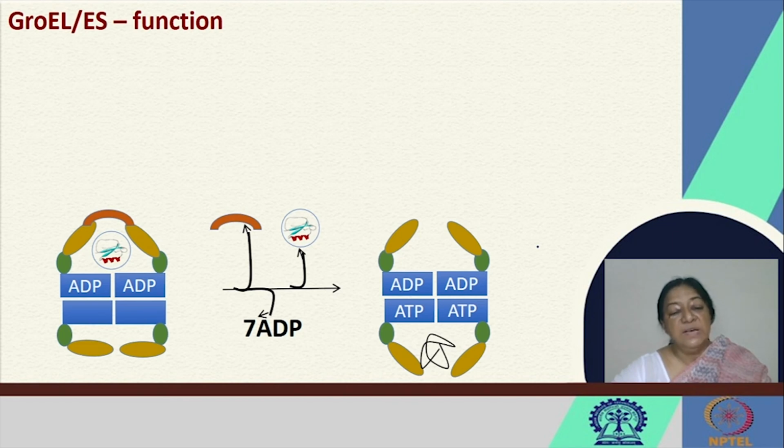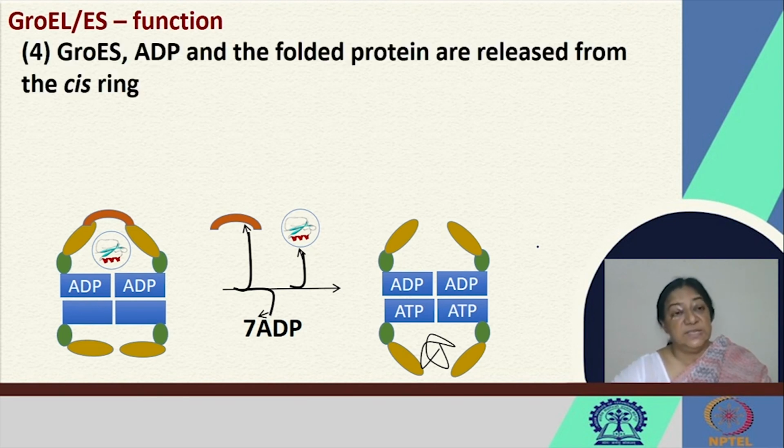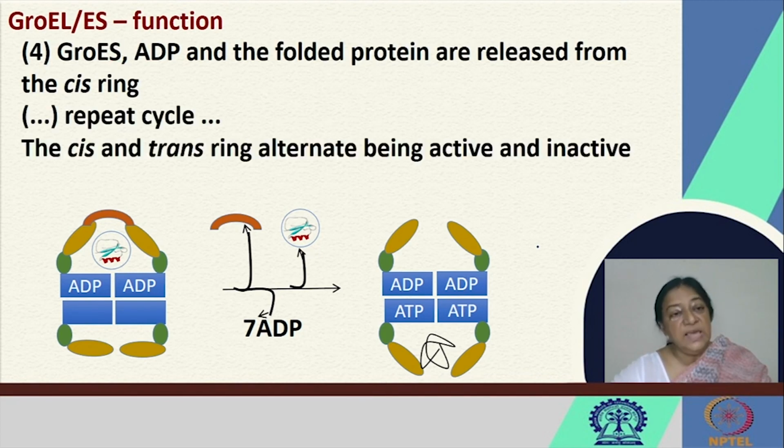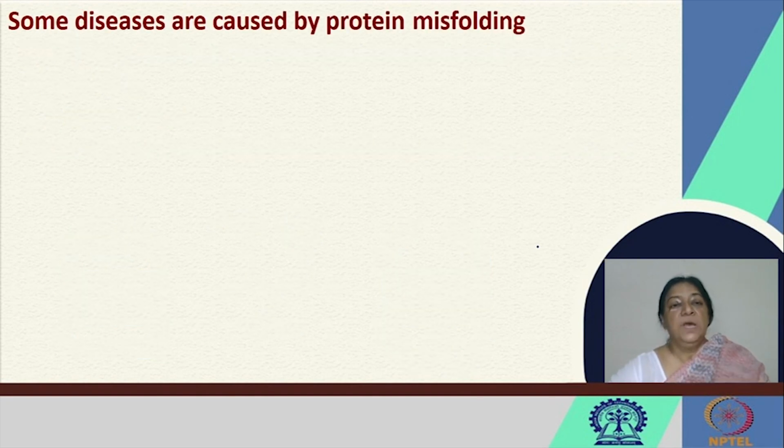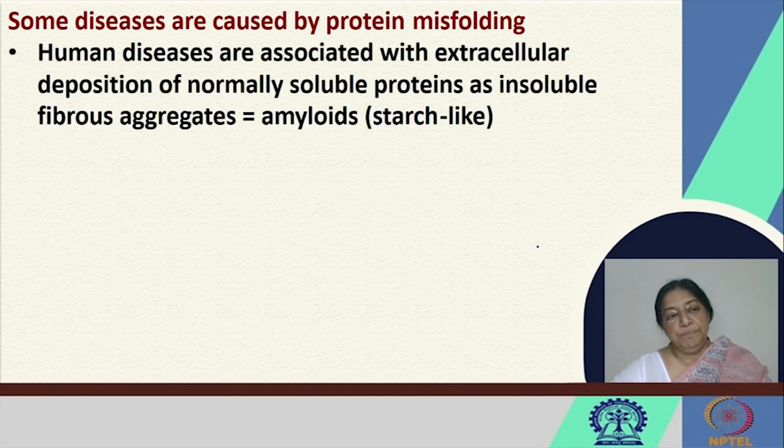And when the protein is refolded, it will be released. So the GROEL, ADP and the folded protein are released from the cis ring, and this repeats the cycle between the cis and the trans ring, alternating between active and inactive. So one takes in the misfolded protein, ATP hydrolysis creates an environment for the folding to occur, and then this is released. There are several diseases that are caused by protein misfolding.